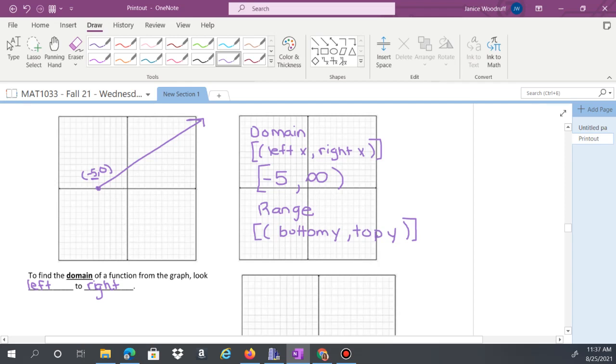So the first point on this graph is still this negative 5, 0. Now we're taking the y value. So the y value of this is 0. And then that's going up to infinity. So 0, infinity is my range. Again, 0 gets a parentheses. Same thing with the circles. It's closed, so 0 will get a bracket. And then, is this a function? Yes.